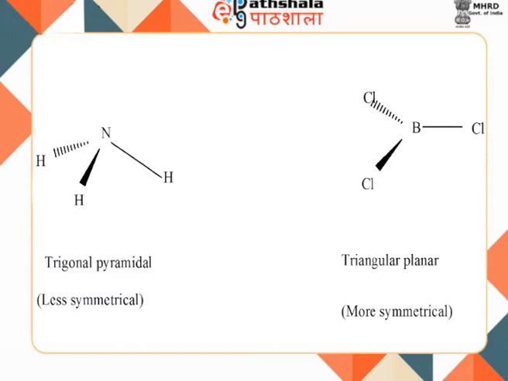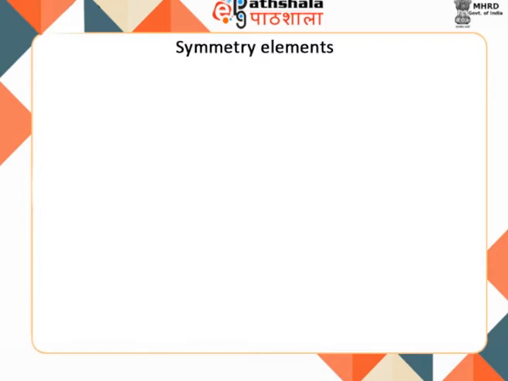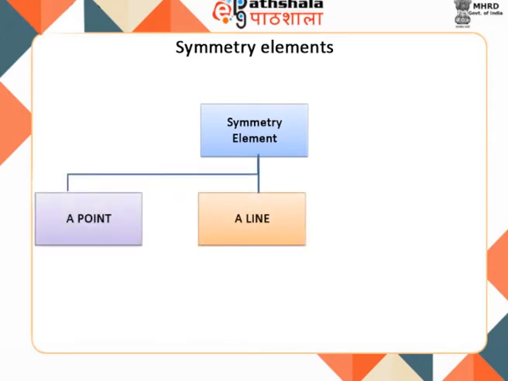Some molecules are more symmetrical, that is, have high symmetry, while some other molecules are less symmetrical, that is, have low symmetry. For example, boron trichloride molecule is more symmetrical than ammonia molecule. It has been illustrated in the following figure. Next, we will study symmetry elements. A symmetry element is a geometrical entity, that is, an entity which is related to geometry such as a line, a point, a plane about which one or more symmetry operations can be carried out.